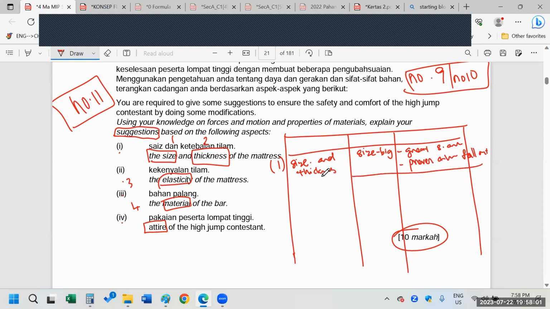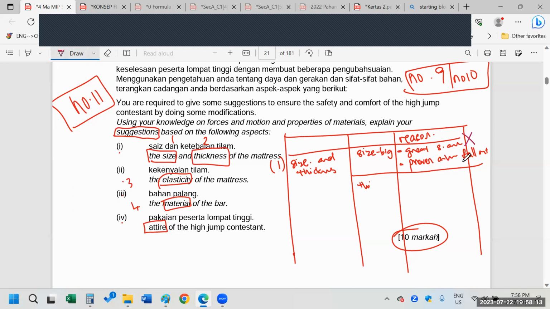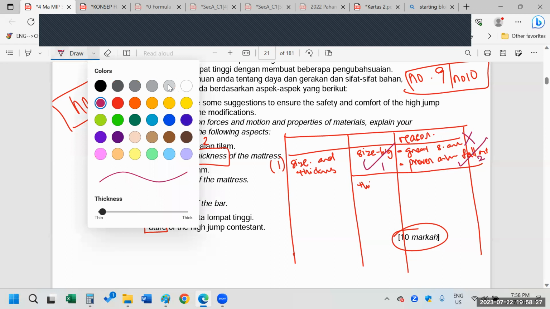Okay, like this. Then thickness. Remember the reason, please give at least 2 as backup. For example, let's say number 1 wrong, but number 2 okay. Can you get marks? Yes. We don't count the wrong one, we count the correct one. So 1, 2. Okay, so please write at least 2.